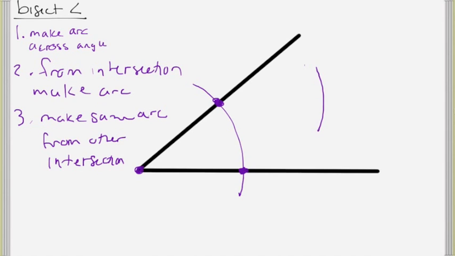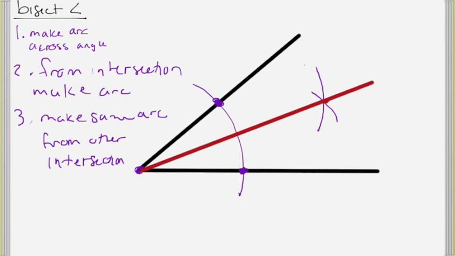So now I'm going to make the same arc from the other point. I'm going to put my compass point down at the other intersection and make exactly the same size arc as I did before. And we are thinking like pirates when we do this. So X marks the spot. And I'm going to then connect that X to the vertex. And that should be our bisection of our angle.